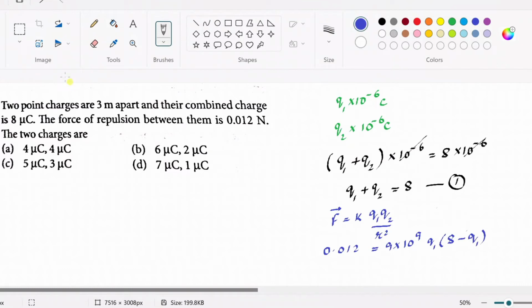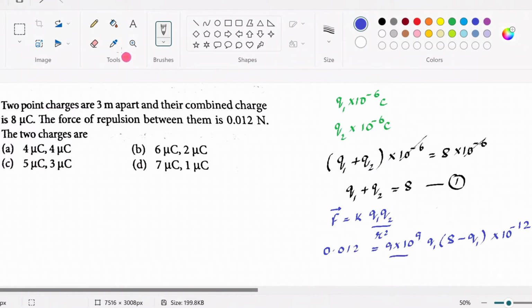Now listen very carefully here, very important thing. Okay, what is the important thing here? We have to put Q1 in microcoulombs and Q2 also in microcoulombs, so it will be 10 to the power minus 12. Let me repeat again. Q1 is in microcoulombs, so Q1 into 10 to the power minus 6, and again Q2 is 8 minus Q1 from equation 1 into 10 to the power minus 6, that becomes 10 to the power minus 12.